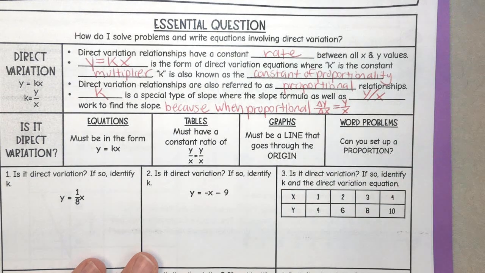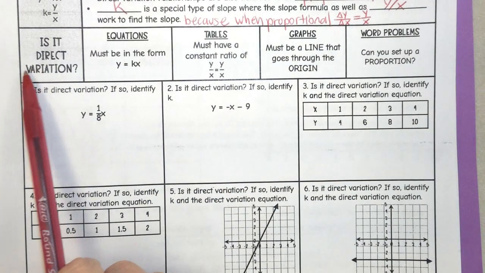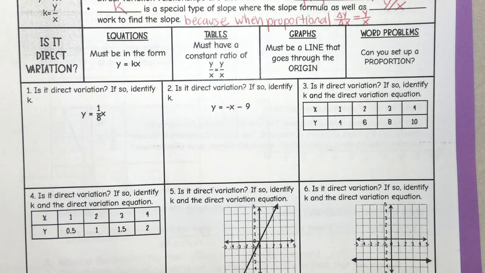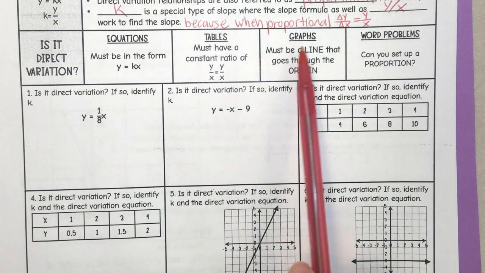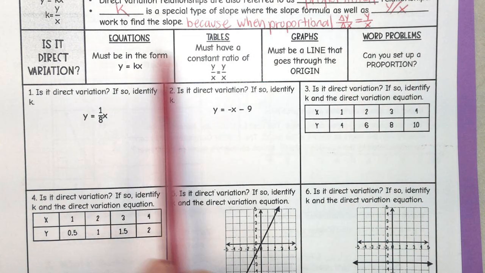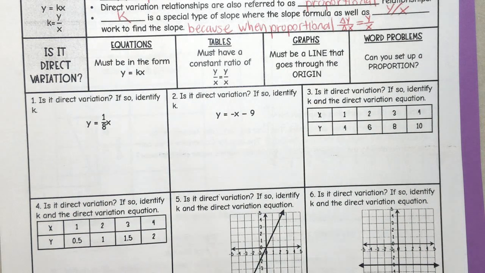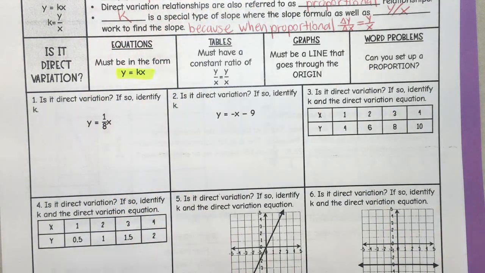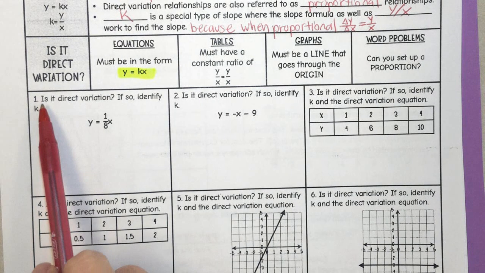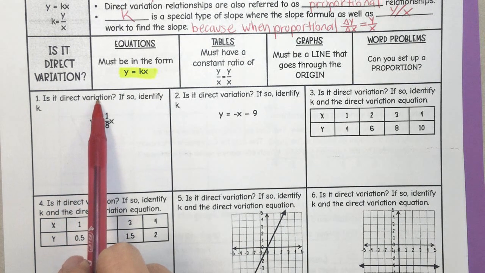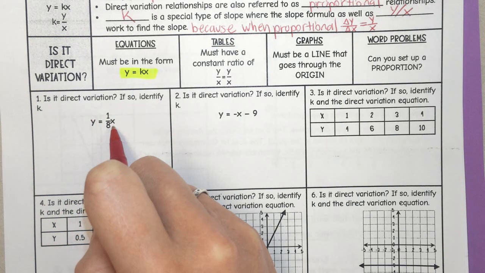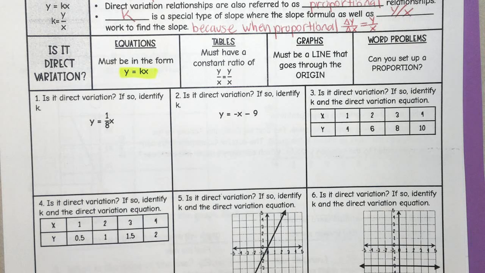Okay? So if we're looking at this, the part I like the most of these notes is this part right here, where it talks about, is it a direct variation for different types of problems, what you might see it as. So we're going to keep referring to this a lot, okay? So for an equation, it says it must be in the form y equals kx. It has to be y equals kx. So in our first question, is it a direct variation? If so, identify k. y equals 1/8 x. Is that in the form y equals kx? Yes or no?